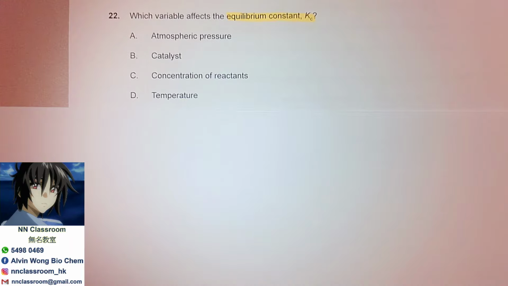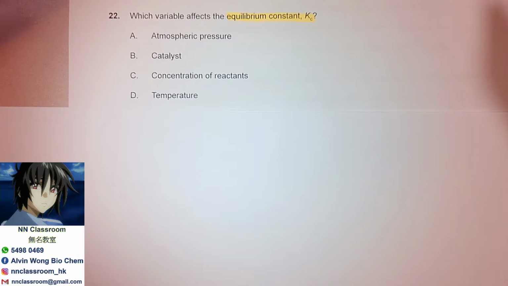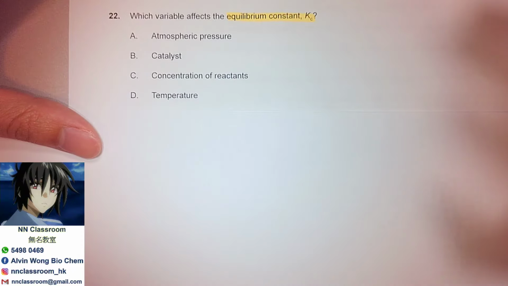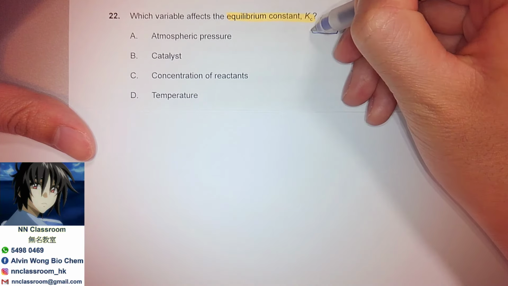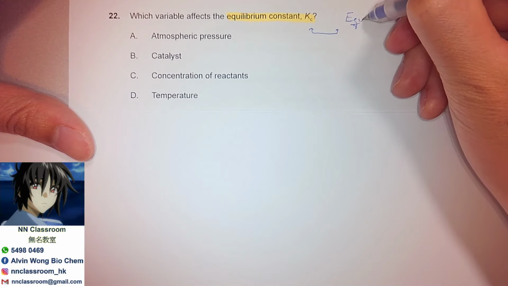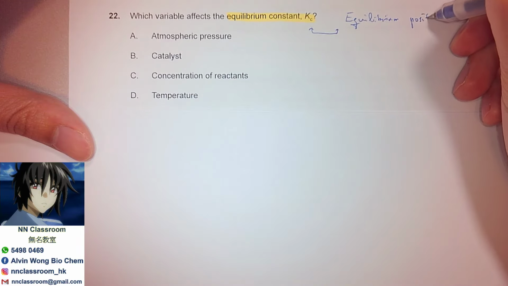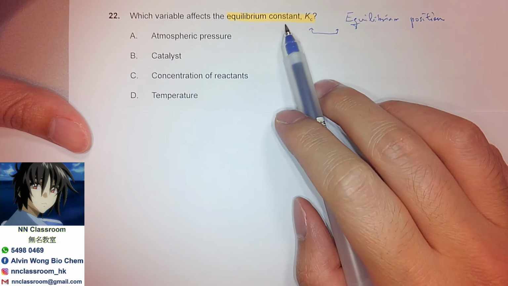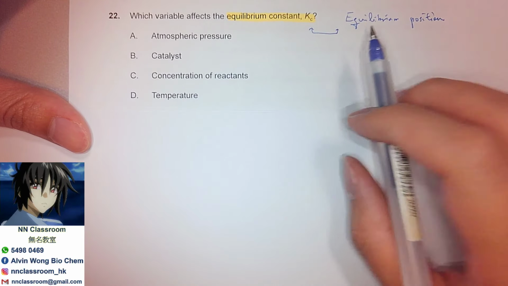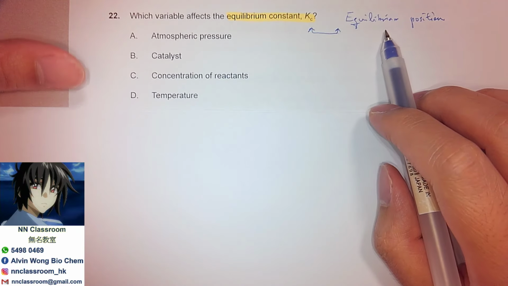It is because I know quite a bunch of students still do not really understand the difference between the equilibrium constant and another concept. Remember, that is going to be equilibrium position. So I remind you that equilibrium position and equilibrium constant are two individual concepts. They actually have different factors affecting them.